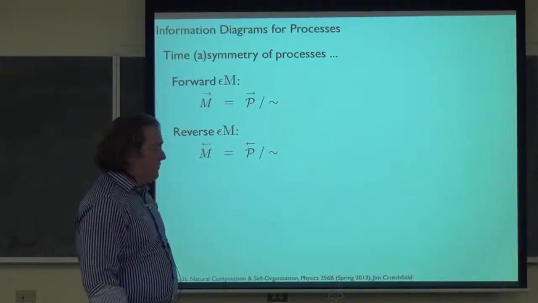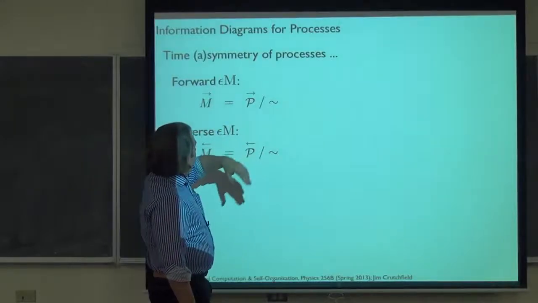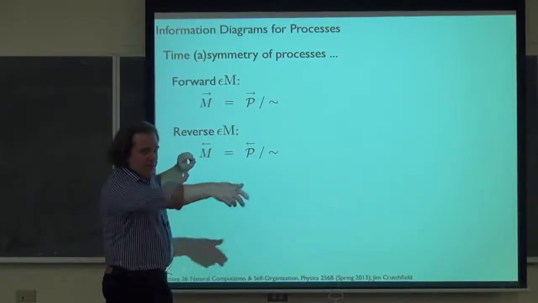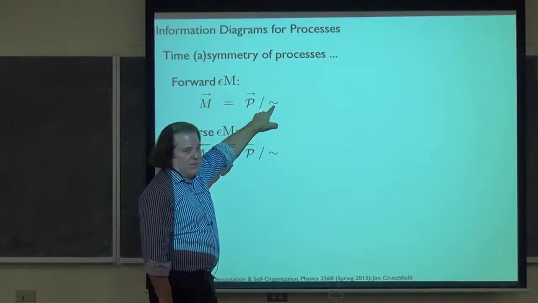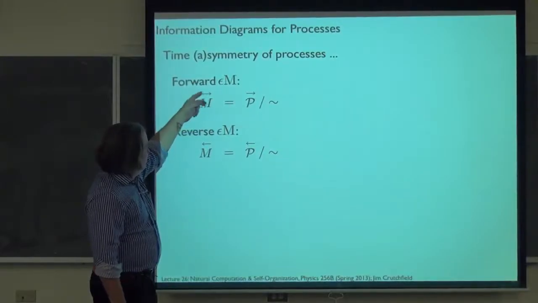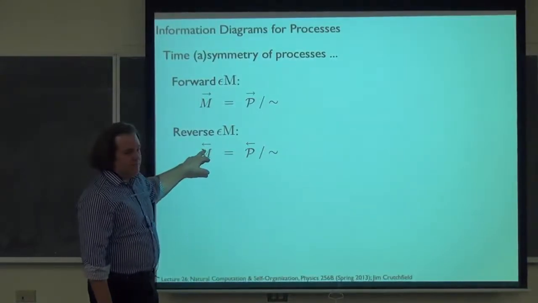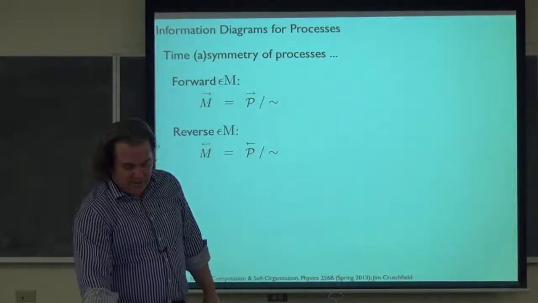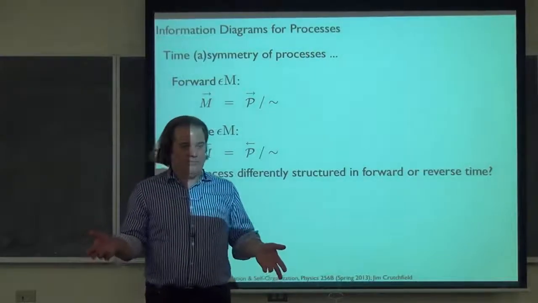Okay, but now we have this new construct we're working with, the epsilon machine. So just formally here, we're going to talk about the forward and reverse epsilon machines that we get from the forward scan and reverse scan. Formally, I write that down: it's the forward process mod the predictive equivalence relation, and we get this forward machine, M forward. And for the reverse machine, we start with the reverse scan process and get it. So the question is, how are these related? Or the other way to phrase it is, is a process differently structured in forward and reverse time?